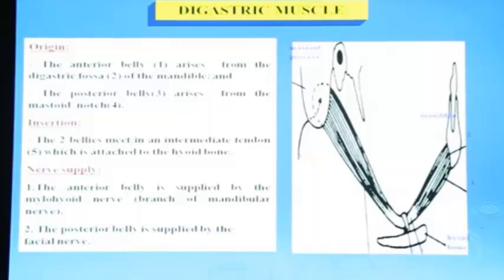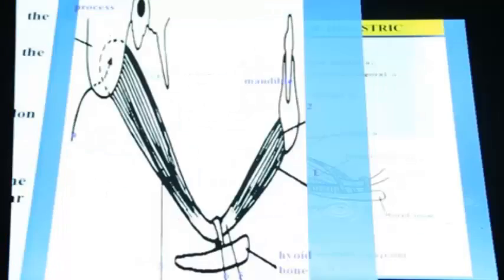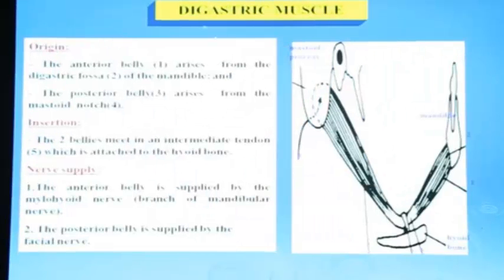This is the mastoid process. This is the styloid process, and this is the mandible, and this is the hyoid bone. So this is the posterior belly of the digastric. This is the anterior belly of the digastric. The anterior belly of the digastric muscle arises from the digastric fossa of the mandible. So the anterior belly arises from where? From the digastric fossa of the mandible.